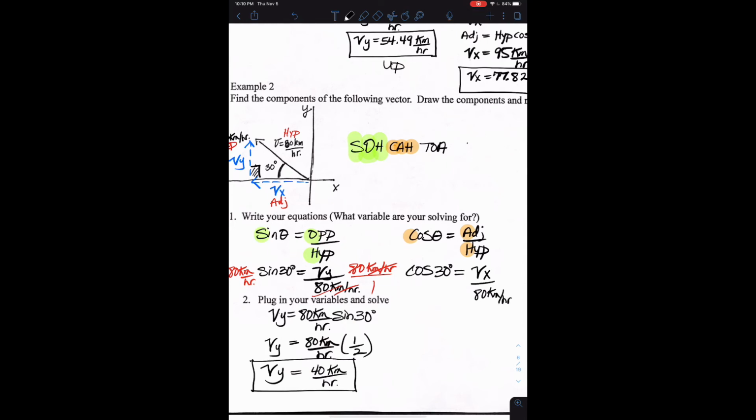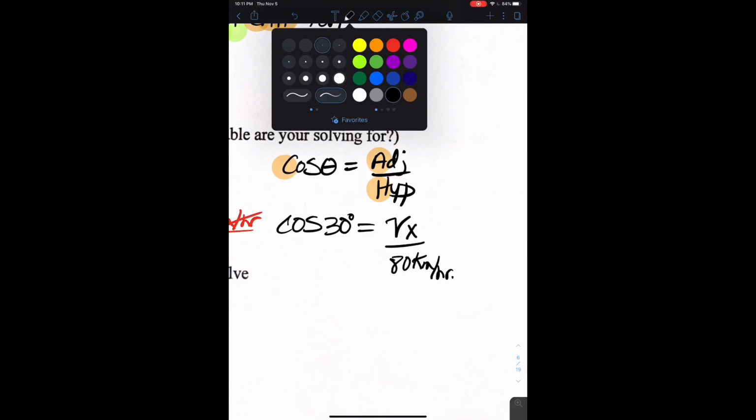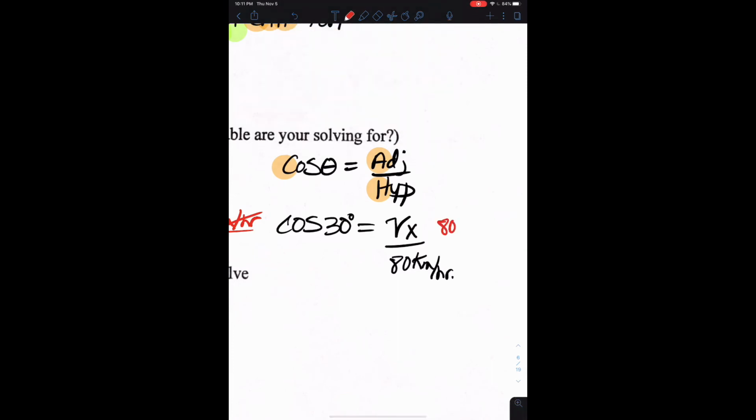So it's very similar to what we had before, right? We'll multiply both sides by 80 kilometers per hour. I'm kind of running out of room over here. Shoot. I'll write it up here. Okay. So what we're going to end up seeing on this side is the 80 cancels the 80. Kilometers per hour cancels kilometers per hour. And we can go ahead and rewrite what we have.